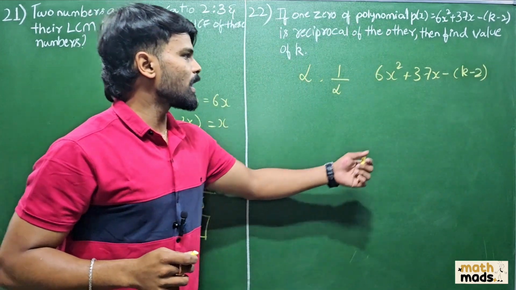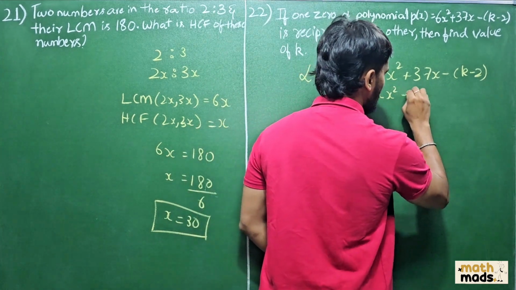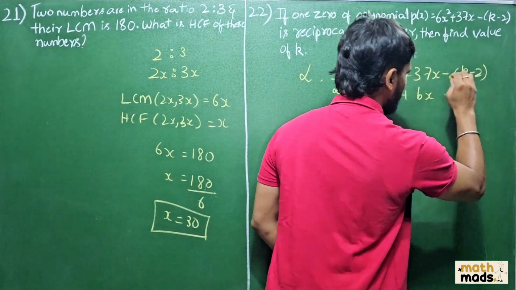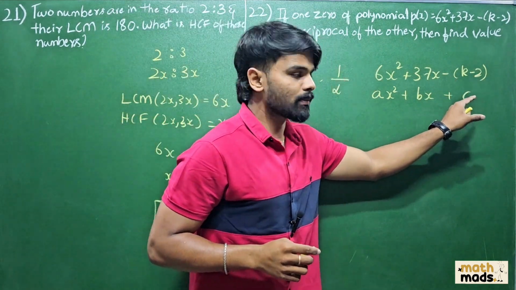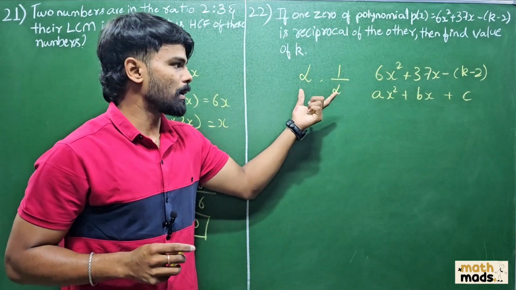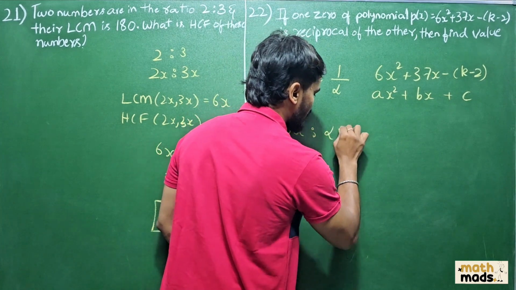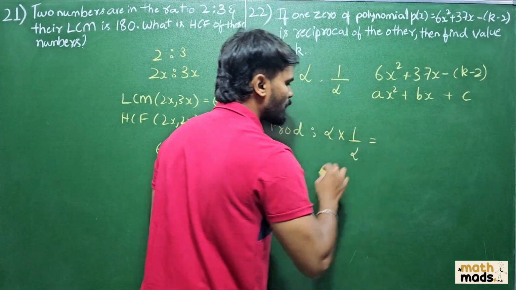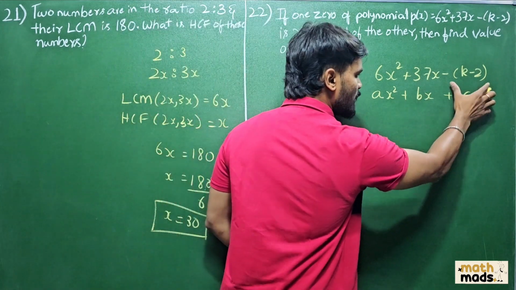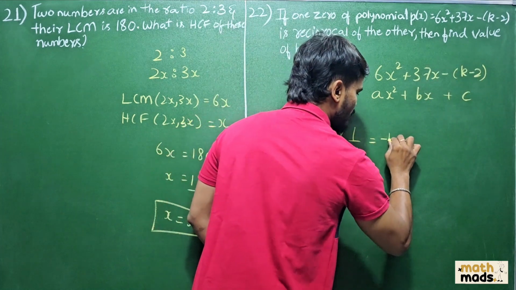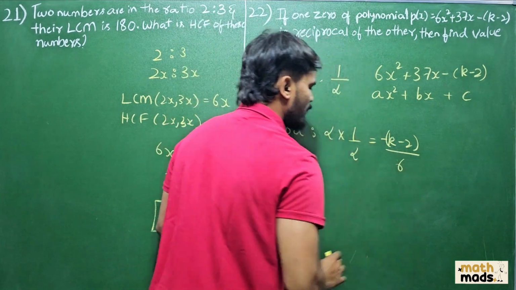Now, we have to find the value of k. Let me write the standard form ax square plus bx plus c. Now, compare these two things. If you can see here, the unknown is there in c. Also, these are zeros of the polynomial. Let me take the product of the zeros of the polynomial. The product will be alpha into 1 by alpha, which will be equal to, you know that the product is equal to c by a. In place of c, you have minus of k minus 2, by 6, that is a.